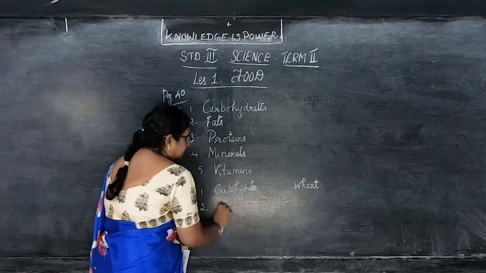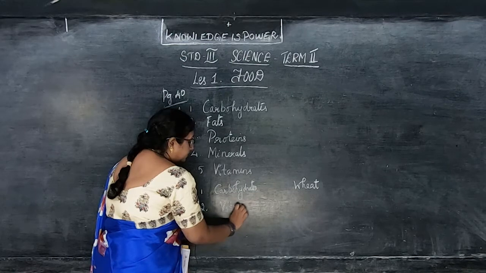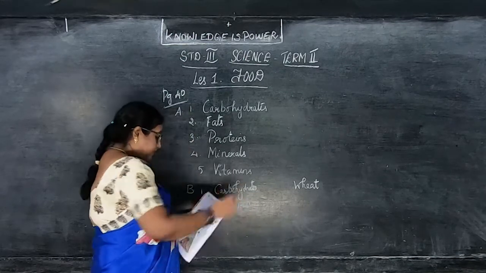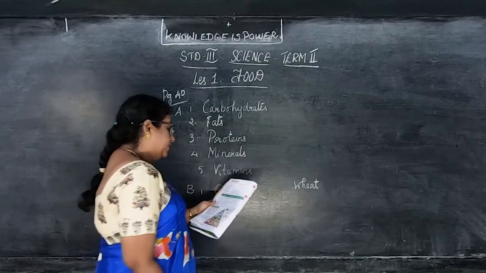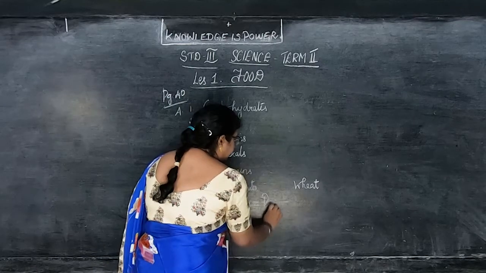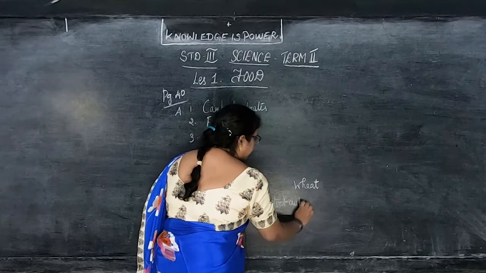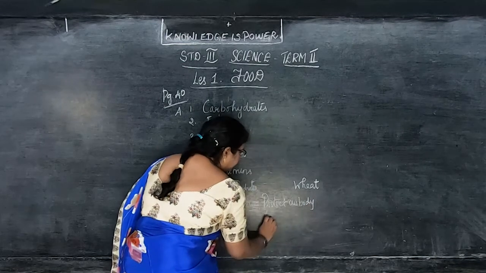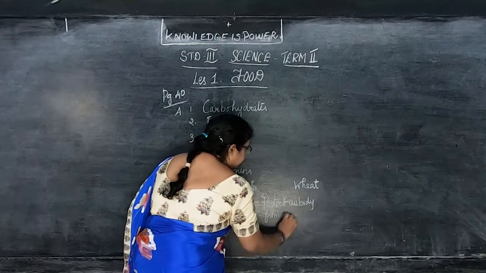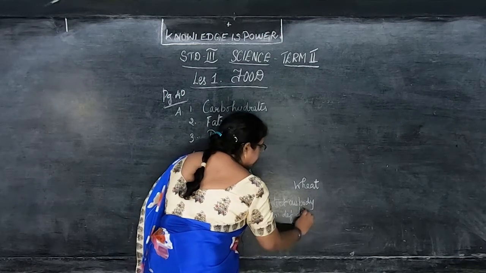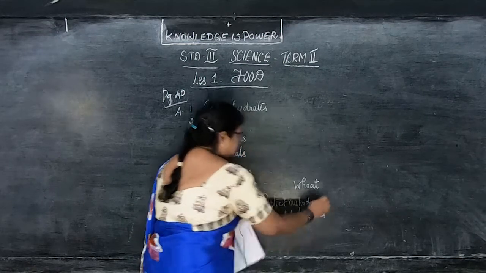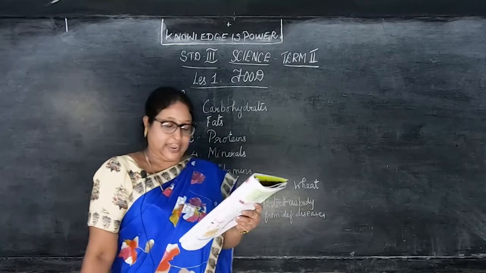Next they have asked vitamins. So for vitamins, protect our body from deficiency diseases. Protect our body from deficiency diseases. Okay, children. So what is the source given there? Already it's given there for you, carrot.